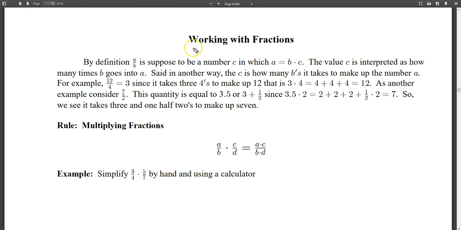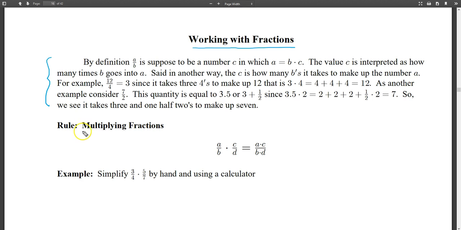Now let's review working with fractions. So we're going to quickly review how you add, subtract, multiply, and divide fractions. This first paragraph here is just a description of what a fraction represents with respect to division. I'll let you read through that if you need to.